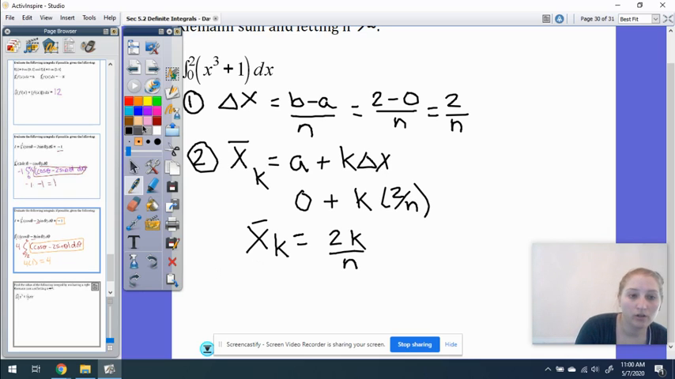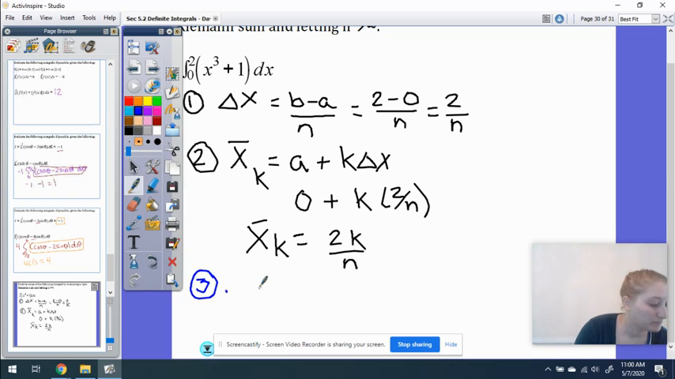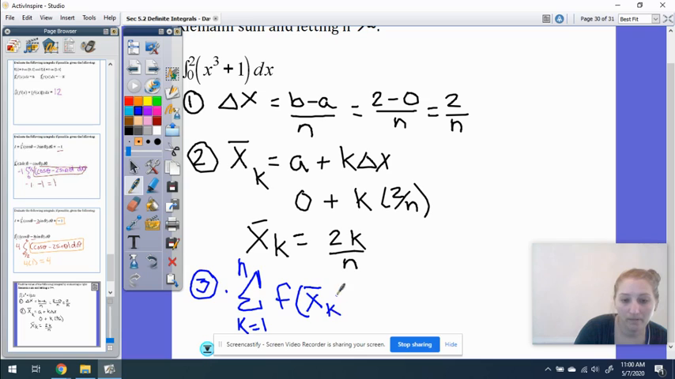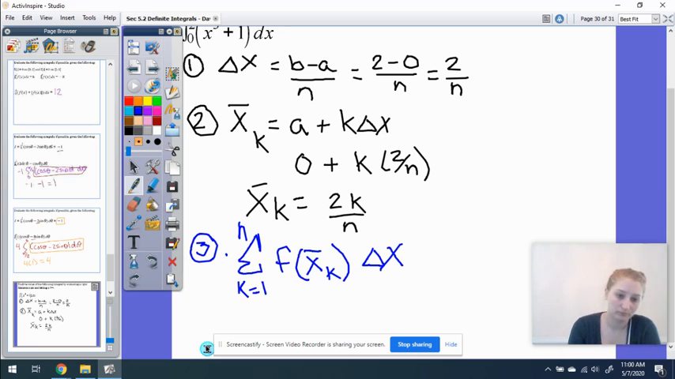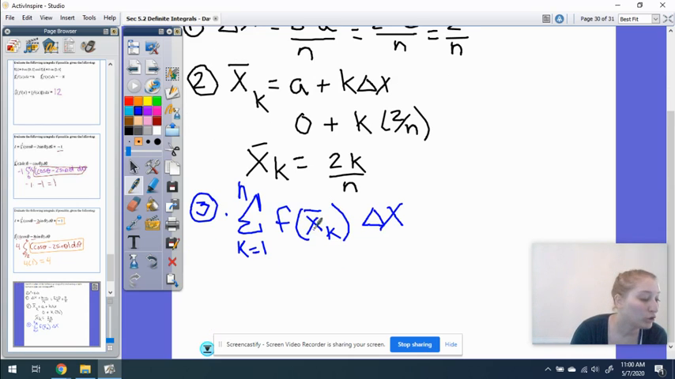So the generic formula, I'm going to switch colors now, for how we are going to write this is the summation, k equals 1 to n, as n goes to infinity, of f of x bar k times your change in x. So what we're going to do now is plug in x bar k to the original function of x cubed plus 1. Let me just type that real quick.